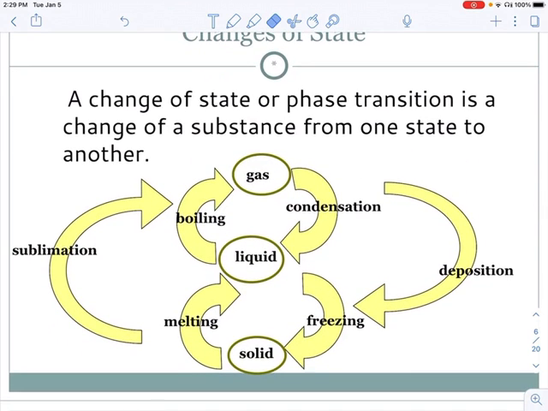This is a review of how substances can change phase. So we're most familiar with solids melting into liquids and liquids boiling into gas, but we should recall that gases can also condense into liquids and liquids can freeze into solids. We also have these two phase changes that occur when a gas goes directly to a solid. That's called deposition. And the phase change that occurs when a solid goes directly to a gas is called sublimation.